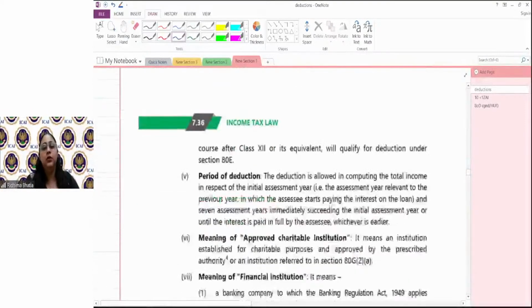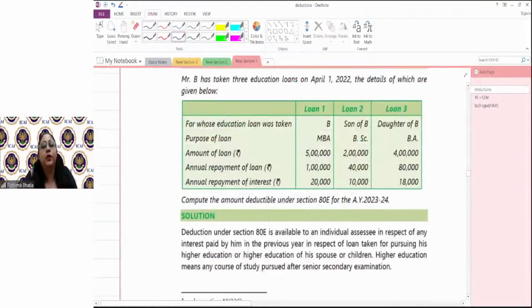Next, let's do a question. Mr. B has taken 3 education loans on April 1, 2022, details of which are given below. For whose education has the loan been taken? One for B, one for the son of B, and one for the daughter of B. There is no criteria of only 2 children here, nothing. The purposes are MBA, BSc, BA. All qualify as higher education.